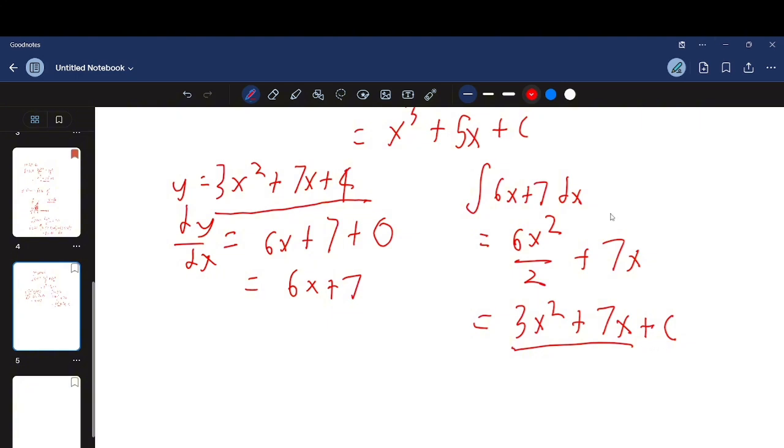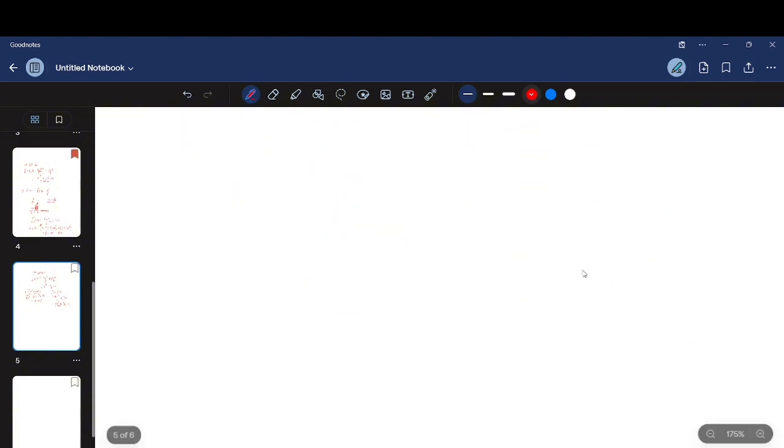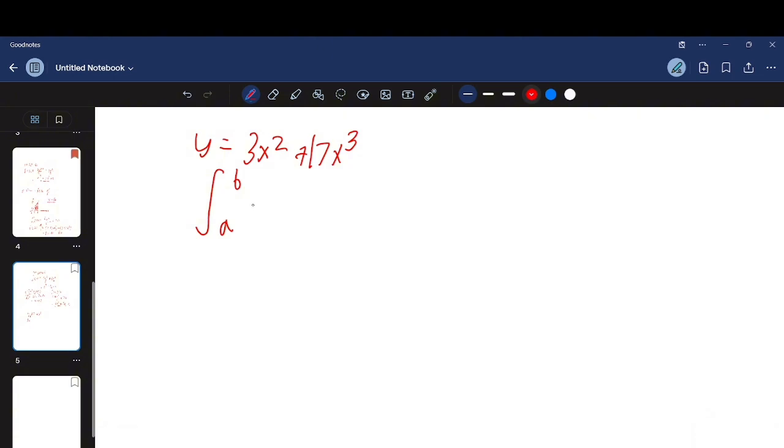So you may ask, why did I add this constant at the end of the equation while integrating it with limits? Let's find out why I didn't add the c. Let's say we have an equation y equals 3x squared plus 17x cubed, and we integrate it with the limits a comma b, y dx.